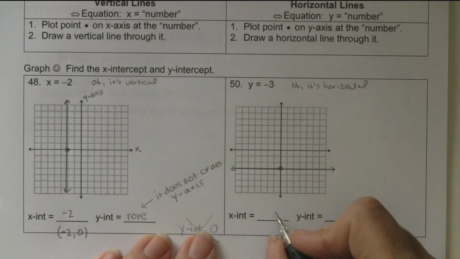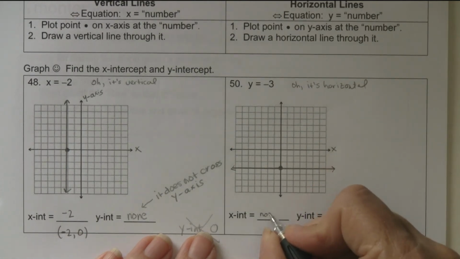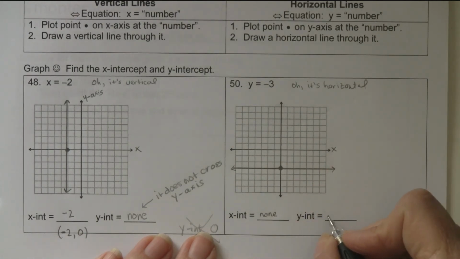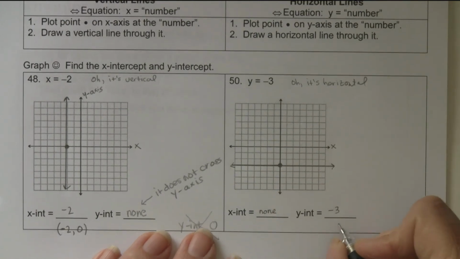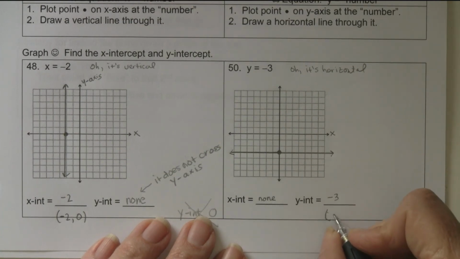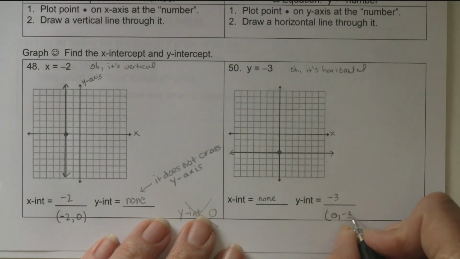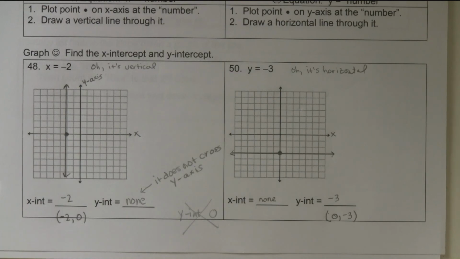And so they're asking me here, where does it cross the y-axis? Well, none. It doesn't cross the x-axis. Where does it cross the y-axis? The shortcut notation is -3. And if you wanted to write it in ordered pair notation, that'd be okay too. That'd be 0 over 0, down 3. So we did a lovely job at those.